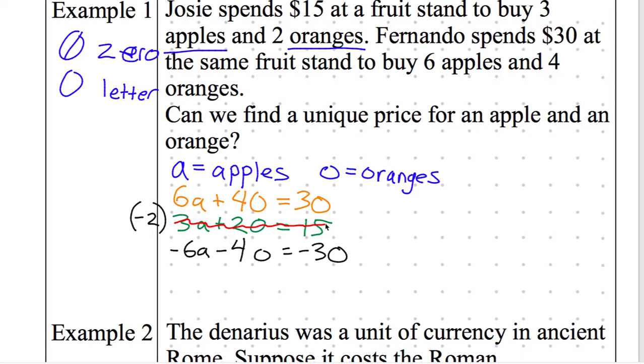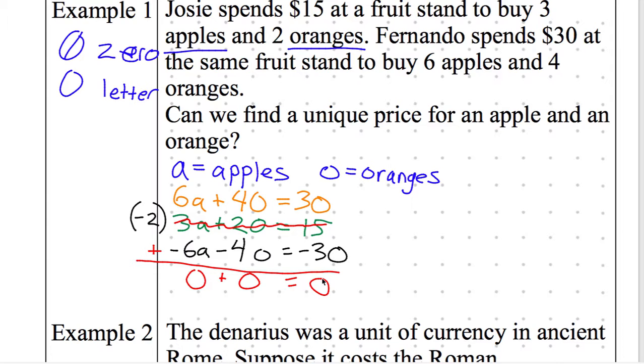6a minus 6a is a 0. Yeah, so I'm just adding these up and I get 0. What about 4o minus 4o? So 0 plus 0 is equal to 30 minus 30. Whoa. So it's 0. What do you mean by it's 0? Josie says we cannot find a unique price for it. So we cannot find a unique price for an apple and an orange. You're right. We cannot. So the answer is we cannot.